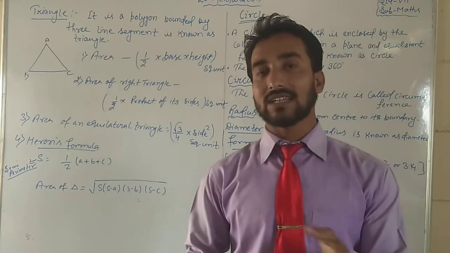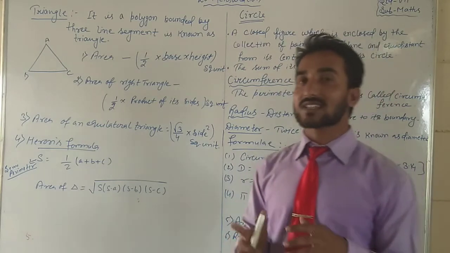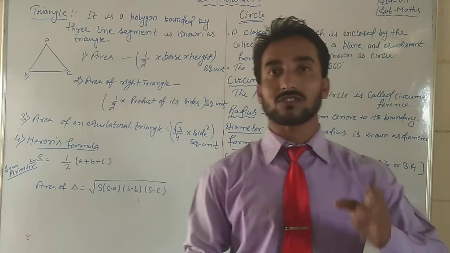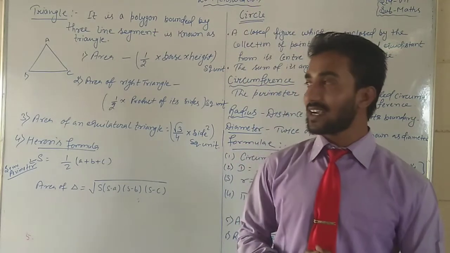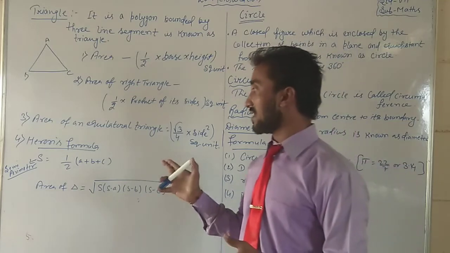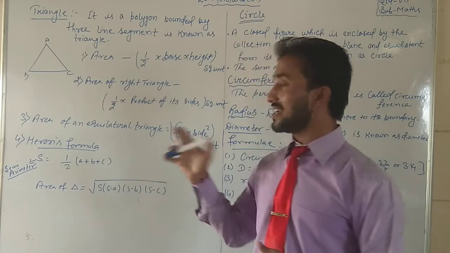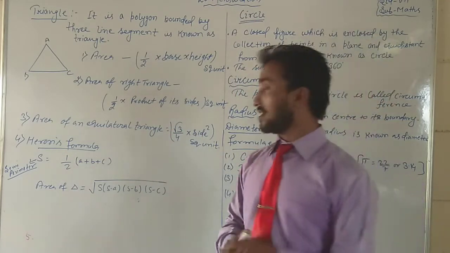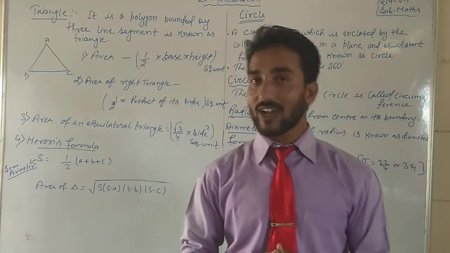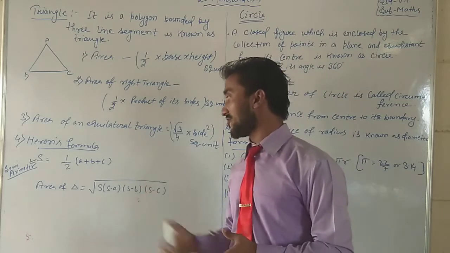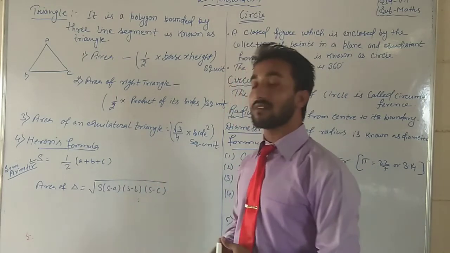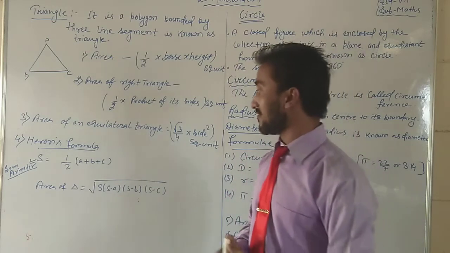In a triangle where all sides A, B, C are given, in such conditions you will first find the semi-perimeter. Before finding the area you have to find the semi-perimeter, the value of S. Until you find the semi-perimeter of the triangle, you will not be able to find the area. So S is equal to 1/2 into A plus B plus C.